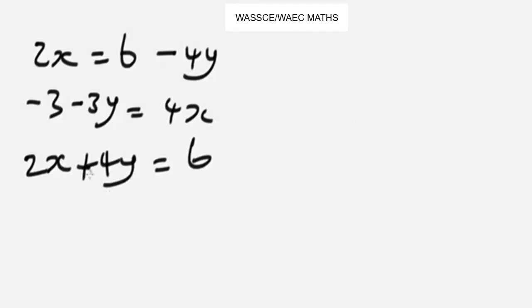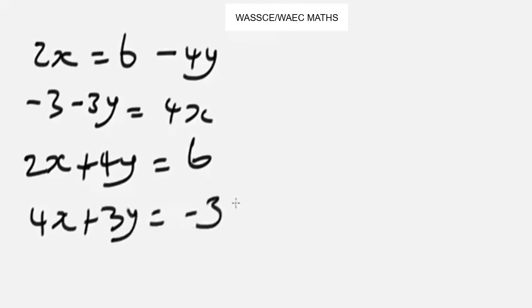So for the second expression, we're going to have 4x plus 3y equals -3. So when you arrange it, this is basically what we're going to have.